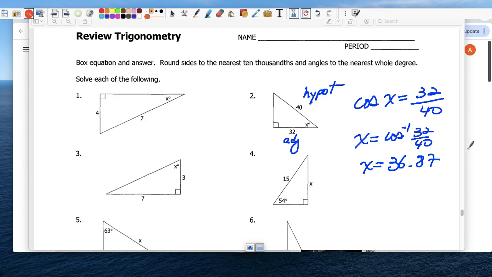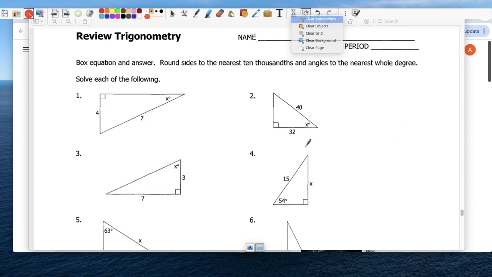Okay, so again, you get the drill. These are finding angles. So like I said, I'm not going to do all of them. Here's one where you have to find the side. So again, this is the hypotenuse, this is the opposite, and this is the adjacent, right? From the reference point of the angle, angle 54.